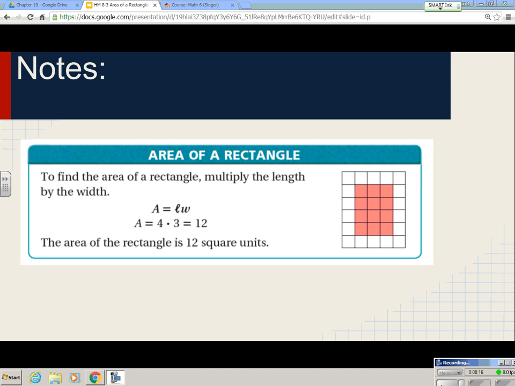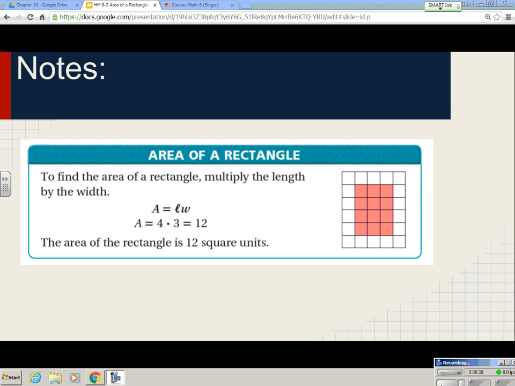So the first thing we're going to talk about are rectangles. Rectangles or squares, they kind of use the same process. So to find the area of a rectangle, all you have to do is multiply the length by the width. So all you have to do is really know this formula. A, which stands for area, equals L times W. Remember, if there's nothing in between the letters, it means to multiply.